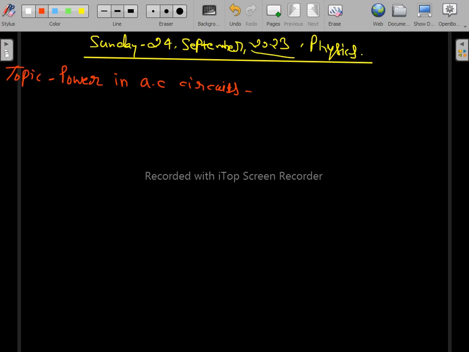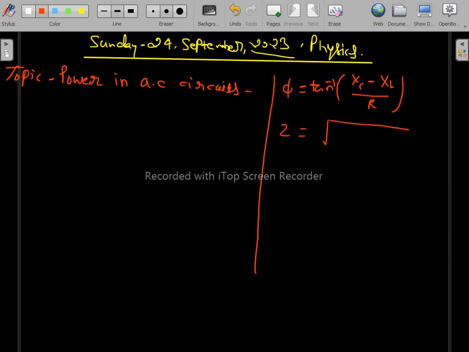One thing before starting this topic, I would like to mention that, as we have discussed, the phase angle is given by phi equals tan inverse of (XC minus XL) upon R, right? And another thing, the net impedance of the series LCR circuit is given by square root of R square plus (XC minus XL) whole square.